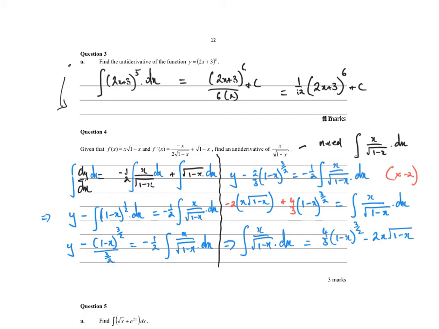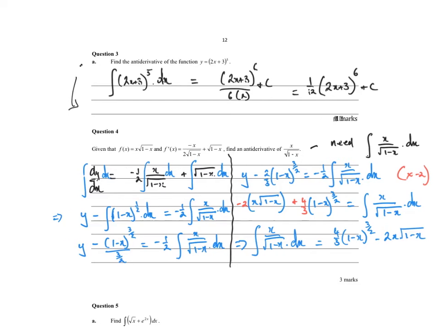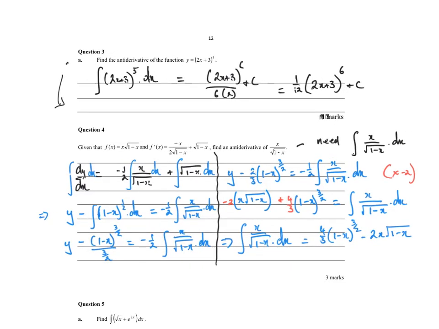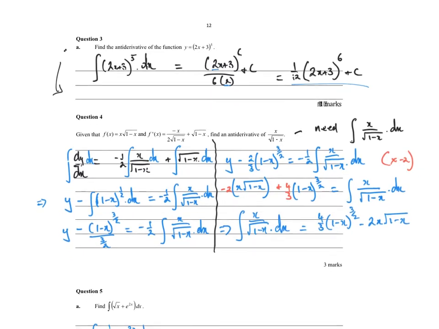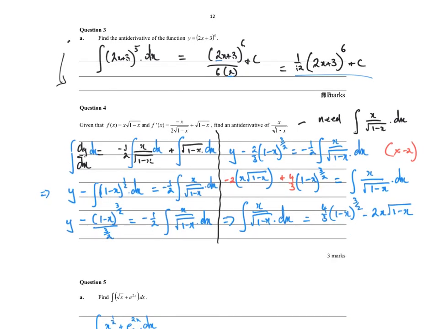So we add 1 to the power, divide by the power, so the power becomes 6, divide by 6, then divide by the derivative of 2x plus 3, which of course is 2. So I end up with 1 on 12 times (2x plus 3) to the power of 6 plus some constant c. More than likely, we then had to use that antiderivative to answer a question of some kind.